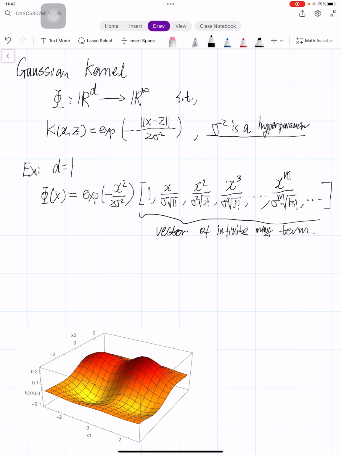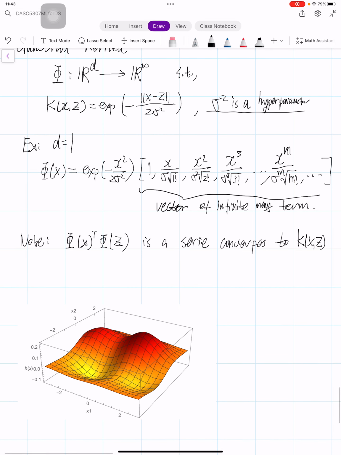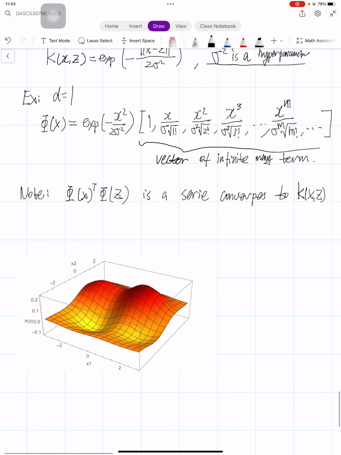And for any two vectors, note that phi of x transpose times phi of z, the kernel part is a series that converges to this kernel function, k of x, z. Yes, so here is one example.